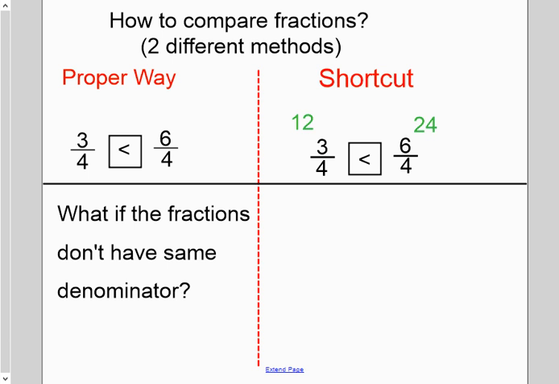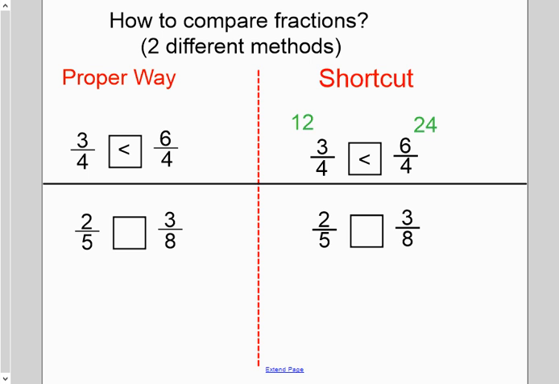What happens if the fractions don't have the same denominator? Well, it's going to happen 9 times out of 10. Very rarely will they ever have the same denominators to just outright compare. You'll have to do a little bit of work, and the proper way says that we have to make both of these fractions have the same denominator by basically finding a number that we can multiply the fraction by to change it. You've heard the saying, what you do to the bottom, you do to the top.